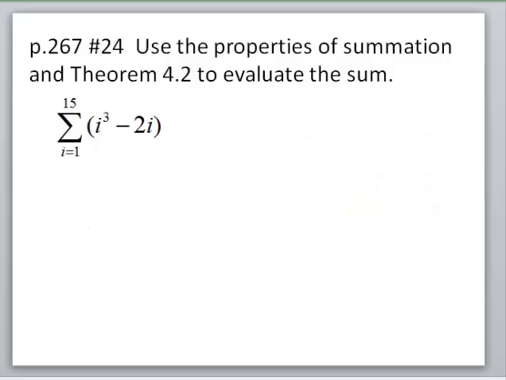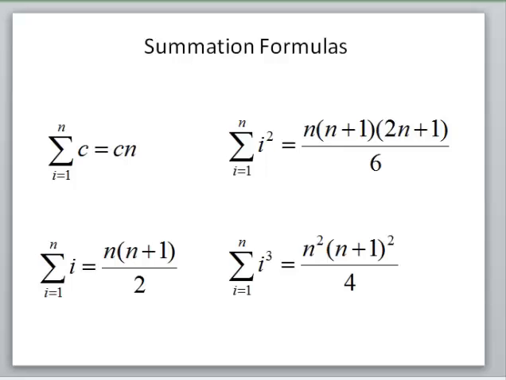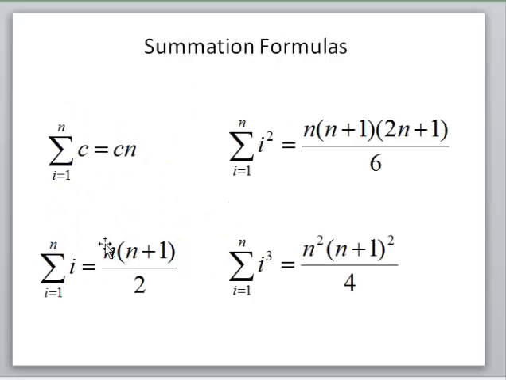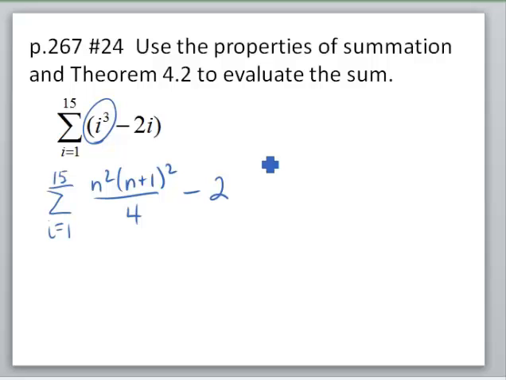On the next problem, I'm going to use the summation formulas again, and I'm going to replace the I cubed again. So I'll have I from 1 to 15, this will be my n value. I cubed, if we go back to this, is n squared times n plus 1 squared all over 4. Minus, we'll just carry along this 2 and replace the I. The I again is n times n plus 1 all over 2.